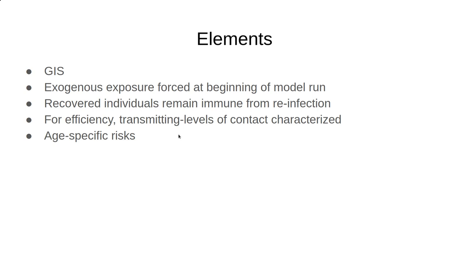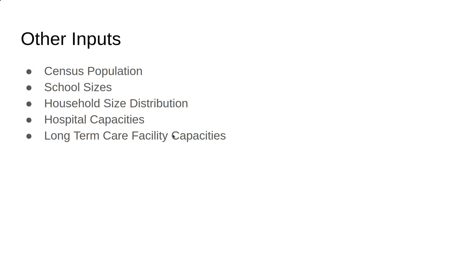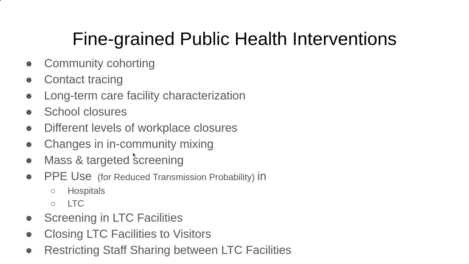We do have age-specific risks represented, with this model representing, as befits an agent-based model's rich capacity to represent heterogeneity, compared to the rather crude potential with compartmental models. We can capture these aspects of age-specific factors, for example, in a continuous fashion. Other inputs include the census population of Saskatoon here, school sizes, household size distributions drawn from Alberta, pending comparable data from Saskatchewan, hospital capacities and long-term care facilities, with this last one being provided by empirical data on Saskatoon.